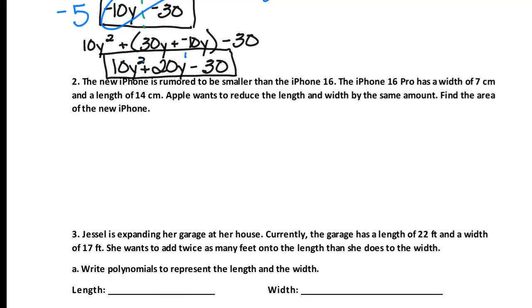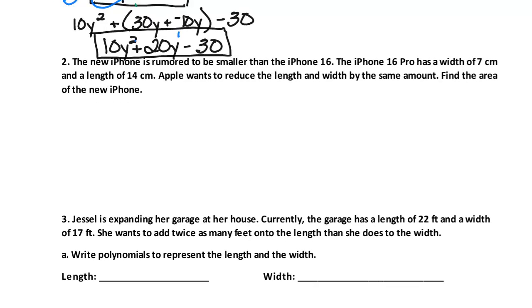I'm an Android user myself. How many iPhone people are out here? Anybody iPhones? Okay, nice. All right, the new iPhone is rumored to be smaller than the iPhone 16. What is the current iPhone? Does anybody know? I don't know.